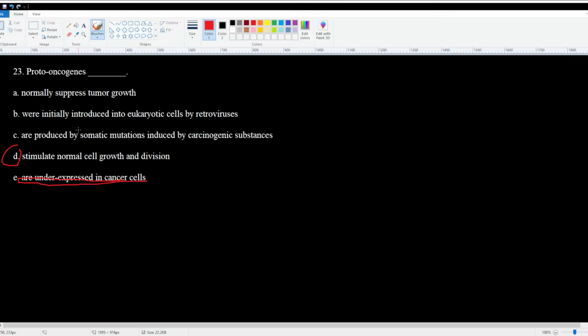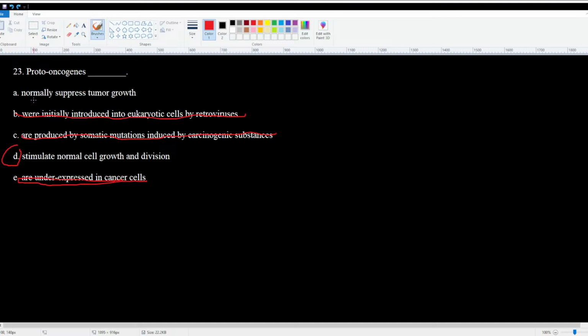C, are produced by somatic mutations induced by carcinogenic substances. Well, once again, that would be oncogenes. Here we're talking about proto-oncogenes before they've actually been mutated into something that's dangerous, right? And then we have B, were initially introduced into eukaryotic cells by retroviruses. Once again, proto-oncogenes are normal. They're not foreign to us. There's something that's actually in our DNA that codes for normal cell division and growth.